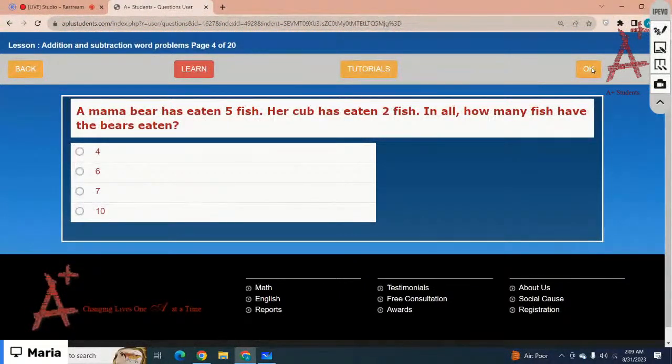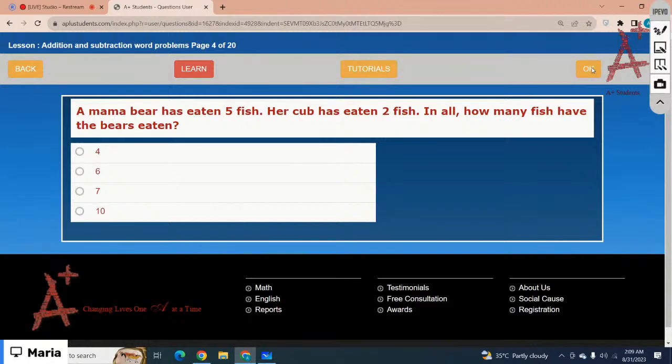Okay, the next one is: a mama bear has eaten 5 fish. Her cub has eaten 2 fish. In all, how many fish have the bears eaten? So just understand the question. Whenever you have the words in all, together, or overall, that means you have to add them. So you just have to add 5 plus 2.